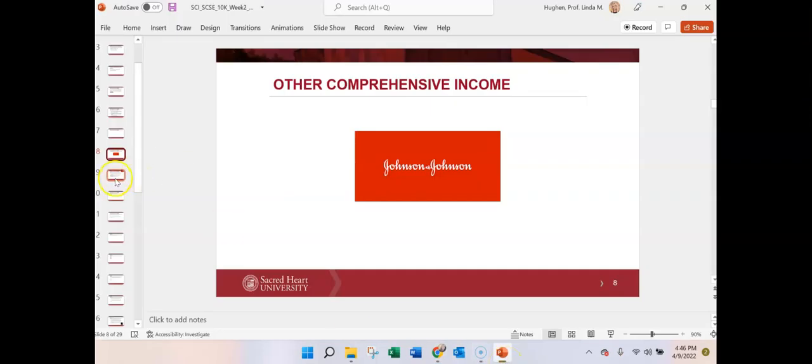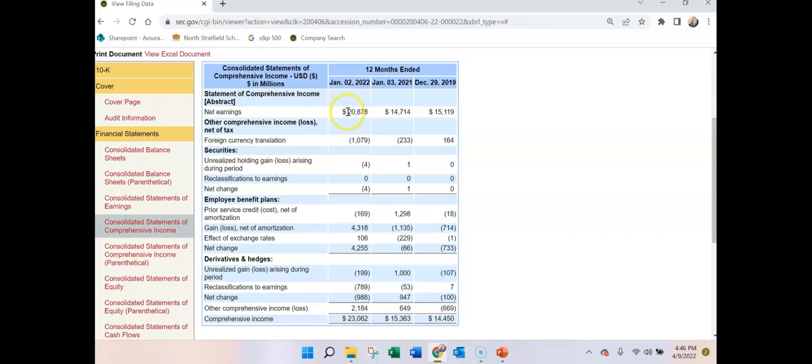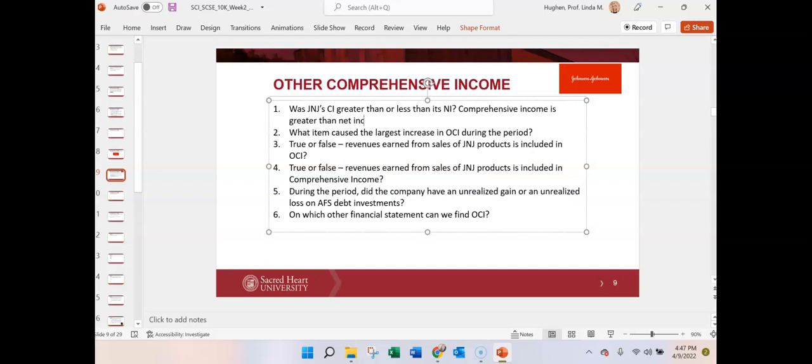If we return back to our PowerPoint slides, we can see some questions that we can answer using the statement of comprehensive income. The first says, was Johnson & Johnson's comprehensive income greater than or less than its net income? Net income for the most recent year, fiscal year 2021, was $20,878,000,000. We see a bunch of items here, and then our comprehensive income is $23,062,000,000. So we know the first one is greater than. Comprehensive income is greater than net income.